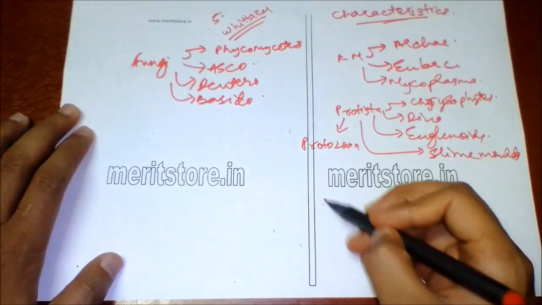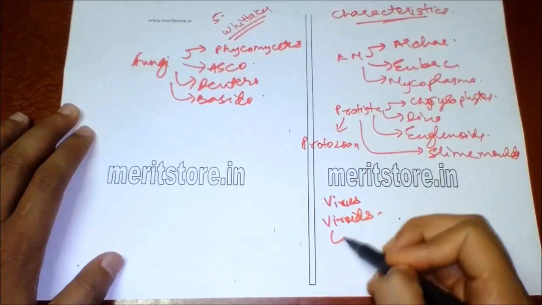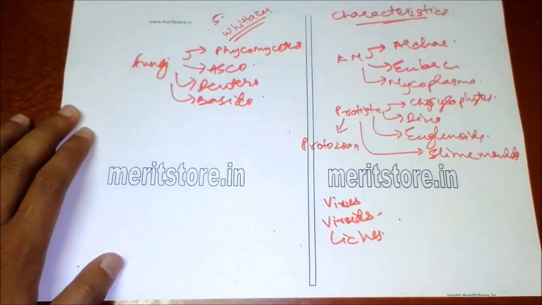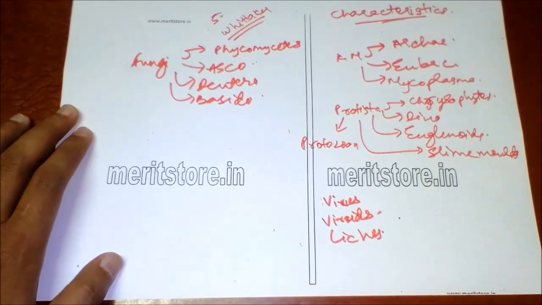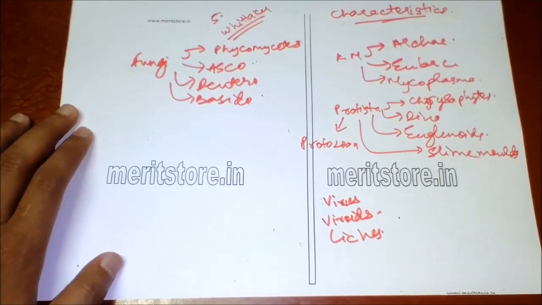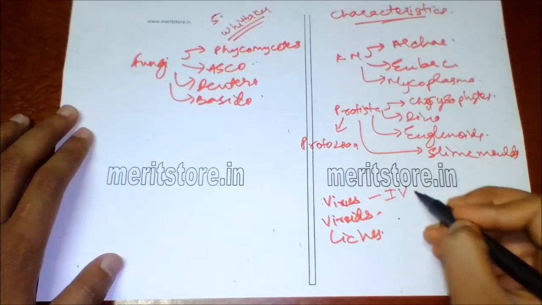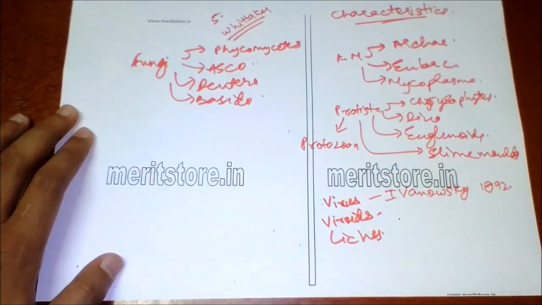Then comes the viruses, viroids and lichens. So who discovered the viroids? The names of the scientists are better given in the state textbook. So you have to write and remember the name of the scientist who gave the virus. Ivanovsky in 1892. So the name virus, meaning poison fluid, was given by Pasteur.